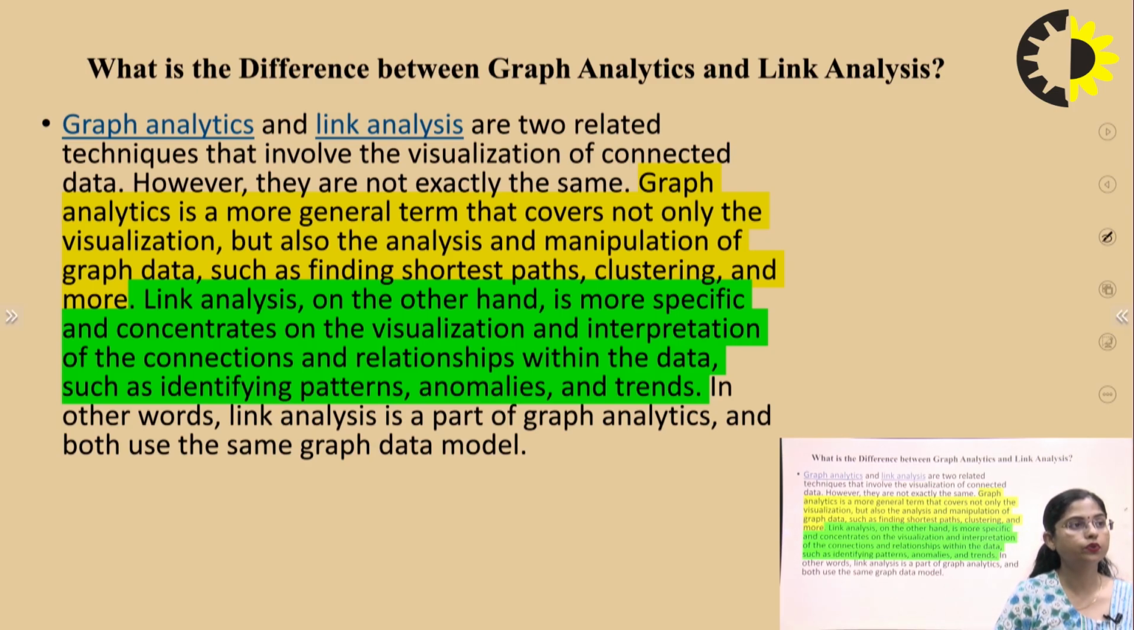Graph analytics is a more general term that covers not only the visualization but also the analysis and manipulation of the graph data, such as finding the shortest path, clustering and more. Link analysis, on the other hand, is more specific and concentrates on the visualization and interpretation of the connections and relationships within the data, such as identifying patterns, anomalies and trends. In other words, link analysis is a part of graph analytics, and both use the same graph data models.